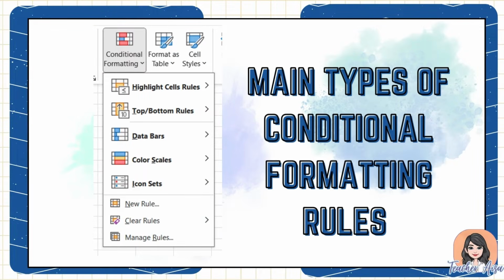There are different types of conditional formatting rules to apply in Excel. The highlight cells rules, top or bottom rules, data bars, color scales, and icon sets.